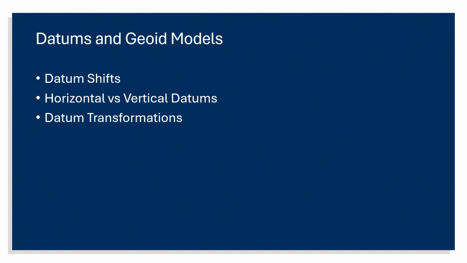So with datums and geoid models, what really gets students cooking? Well, datum shifts, the differences between horizontal and vertical datums, and then transformations. Those are the three things that really confuse students the most.